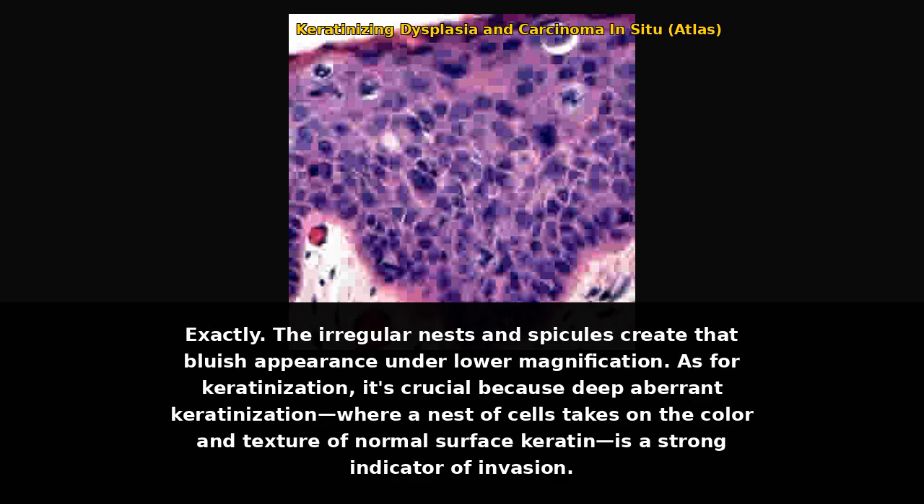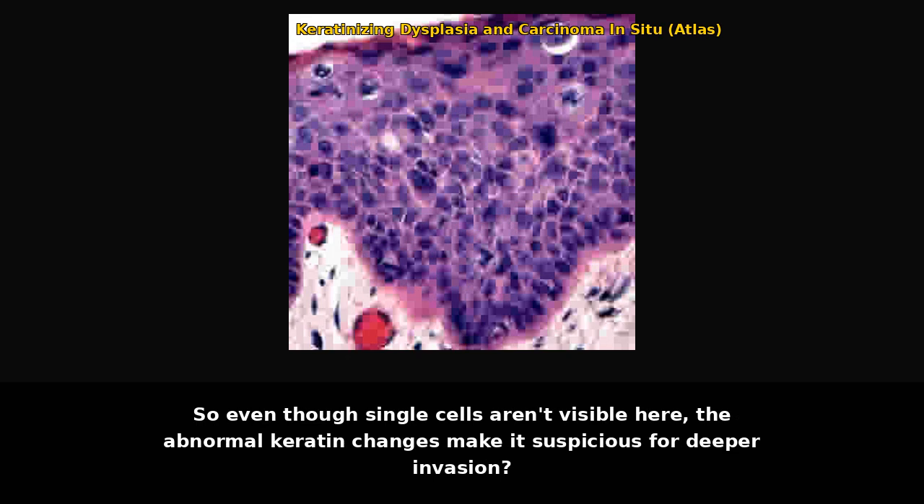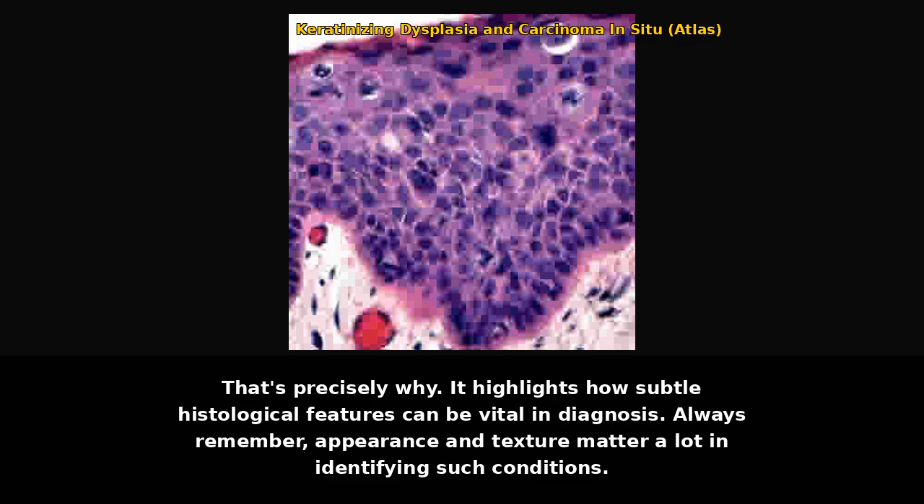As for keratinization, it's crucial because deep aberrant keratinization, where a nest of cells takes on the color and texture of normal surface keratin, is a strong indicator of invasion. So even though single cells are invisible here, the abnormal keratin changes make it suspicious for deeper invasion. That's precisely why. It highlights how subtle histological features can be vital in diagnosis. Always remember appearance and texture matter a lot in identifying such conditions.